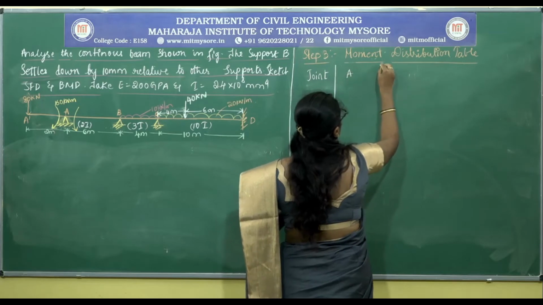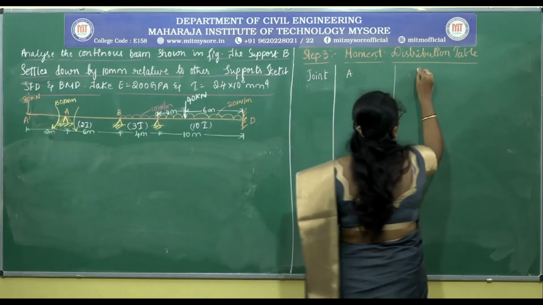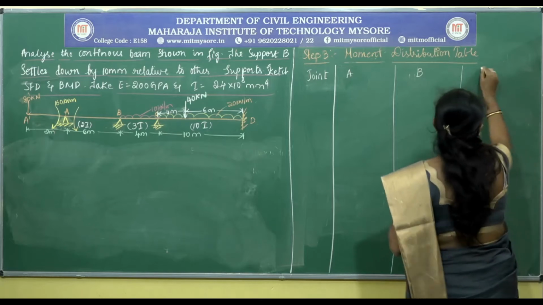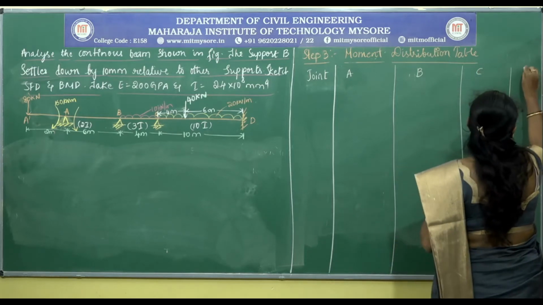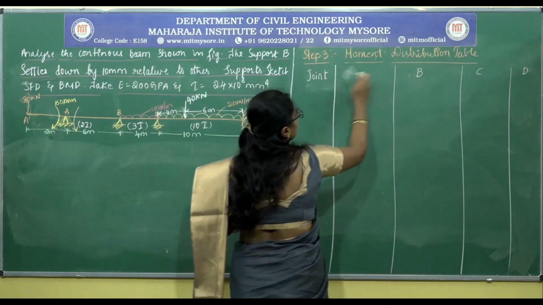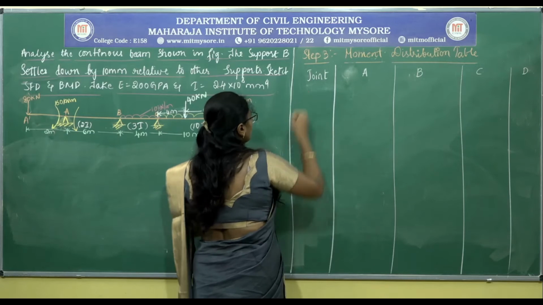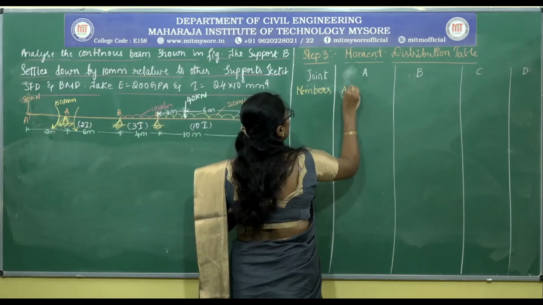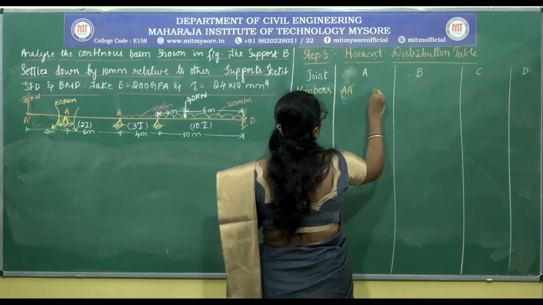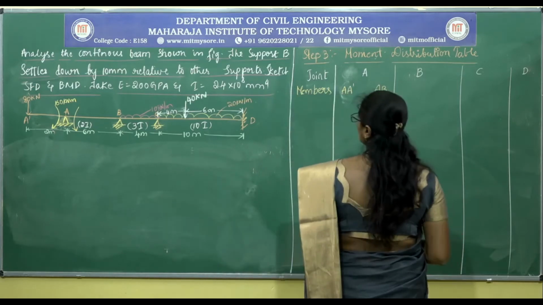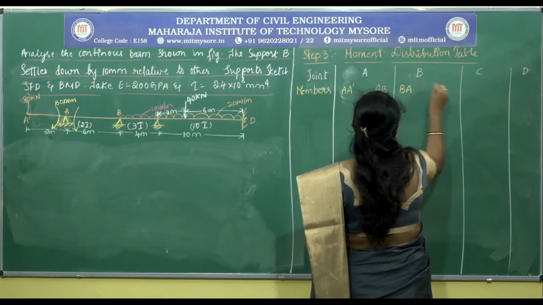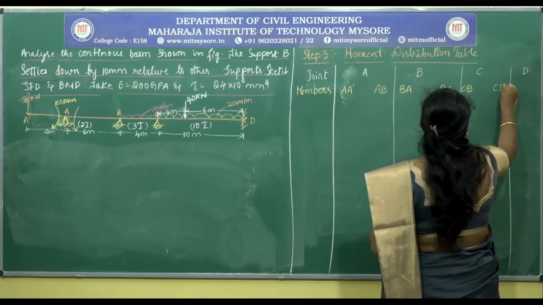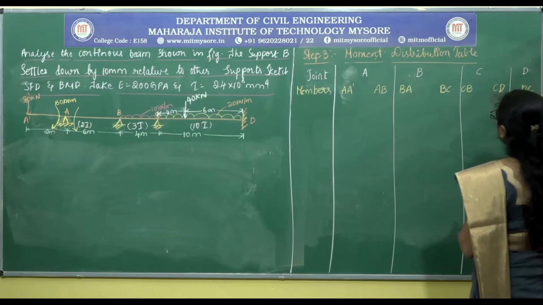Joint, so we have 4 joints A, B, C and D. Then members AA dash, AB, BA, BC, CB, CD, then DC.